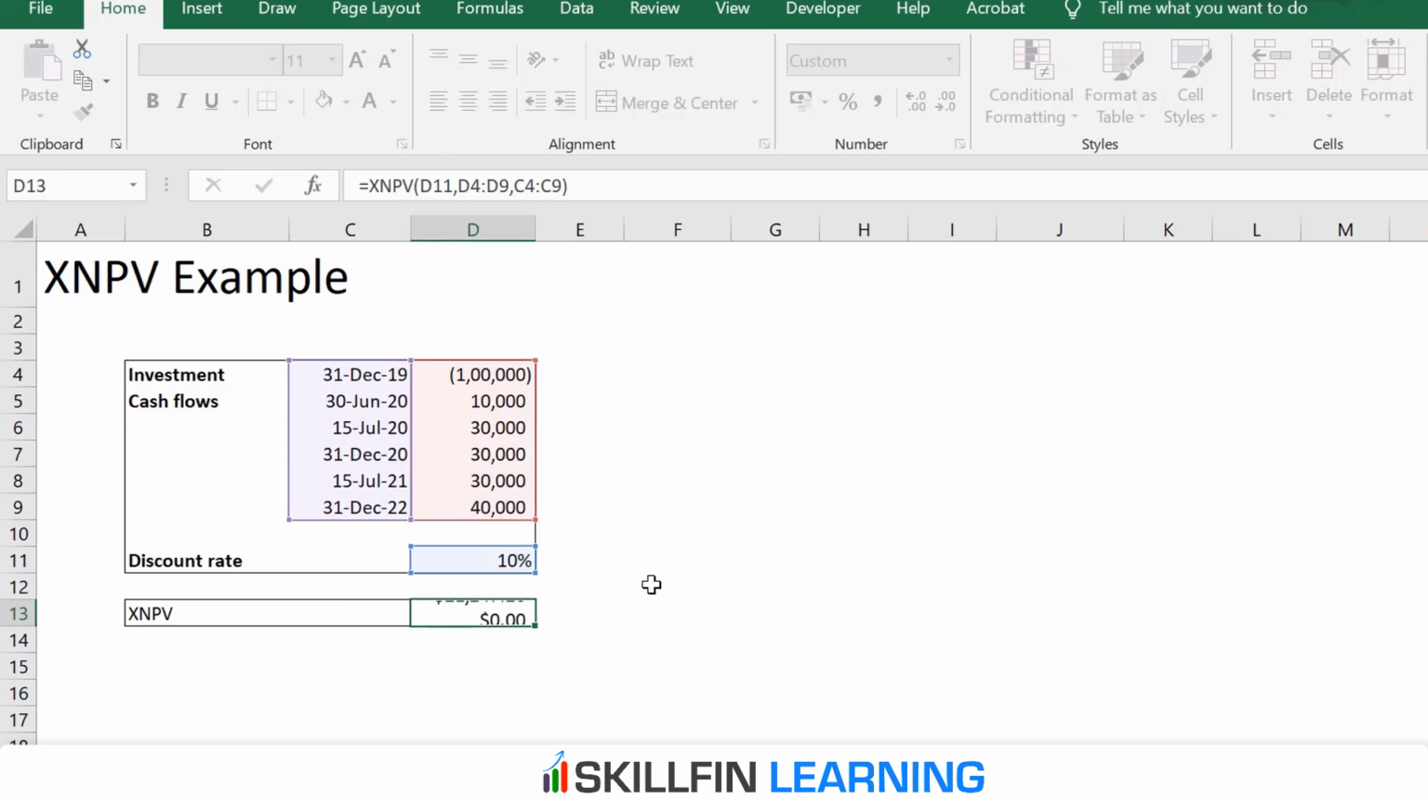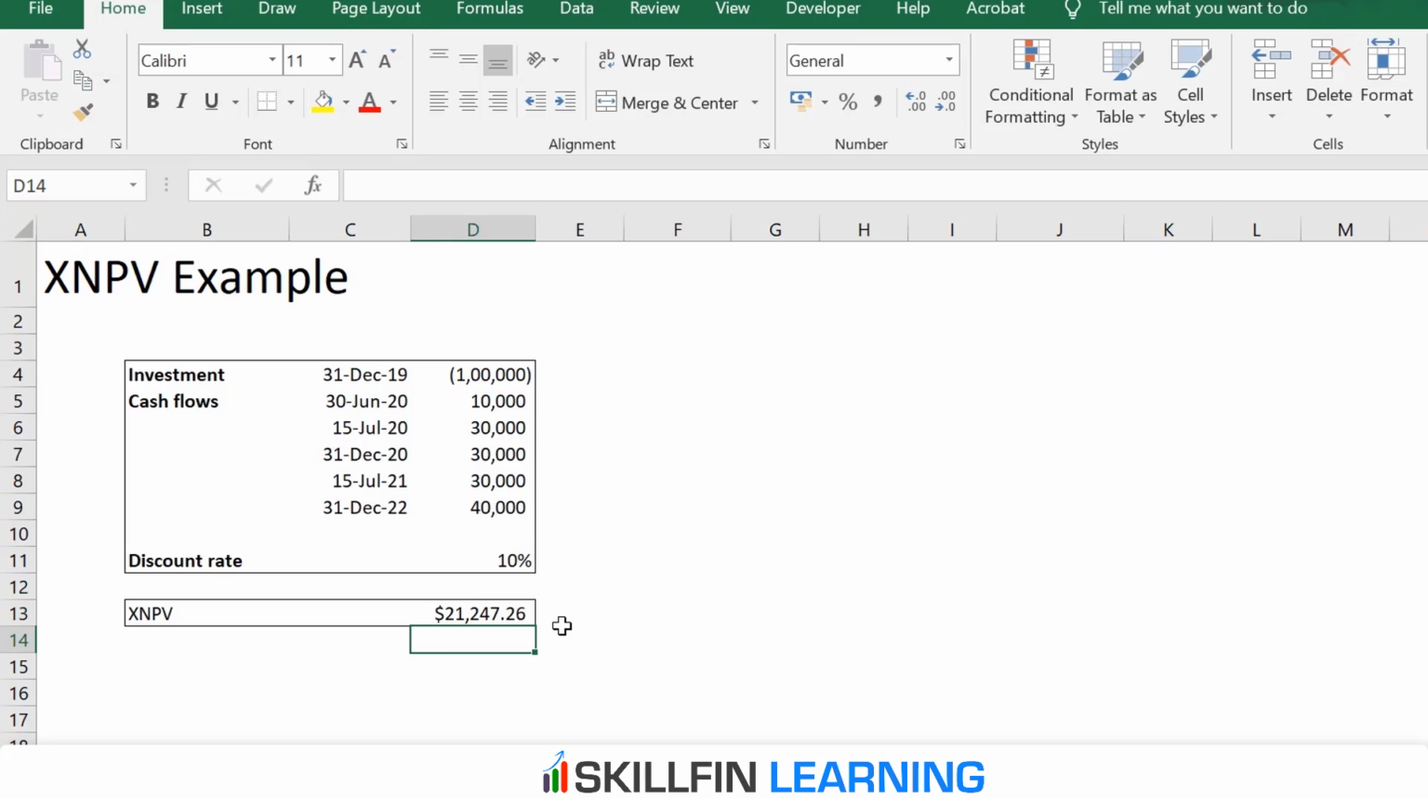Close the bracket and then enter. You get an XNPV of 21,47. It is again a positive number, so the project can be accepted.